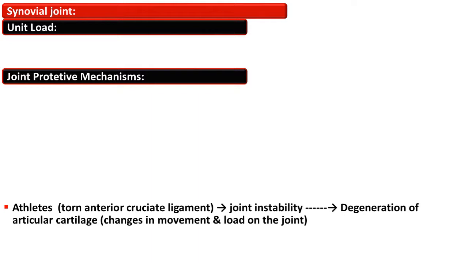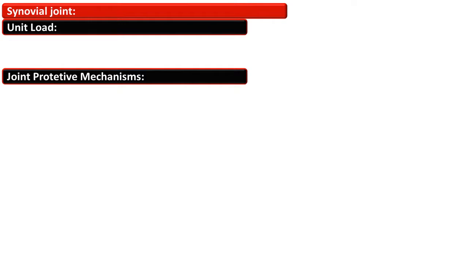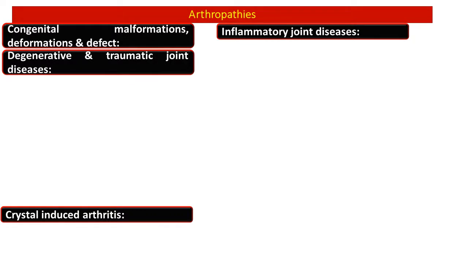If torn in an athlete, it will result in joint instability, and this instability of the joint will result in degeneration of the articular cartilage. The arthropathies have been divided into four major categories: congenital malformation, deformities and defects, degenerative and traumatic joint diseases, crystal induced arthritis and inflammatory joint disease.